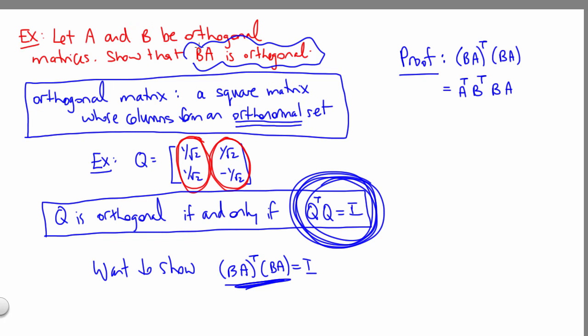Now remember that A and B are both orthogonal matrices. So this B transpose B is guaranteed to be the identity matrix. That is because B is orthogonal. Next we can say, well, identity matrix times any matrix just gives us back that original matrix. So we've really got A transpose A. And next we can use the fact that A is an orthogonal matrix, meaning A transpose times A is equal to the identity matrix. So we have, step by step, transformed our original matrix here into the identity matrix. That tells us that the matrix BA is orthogonal.